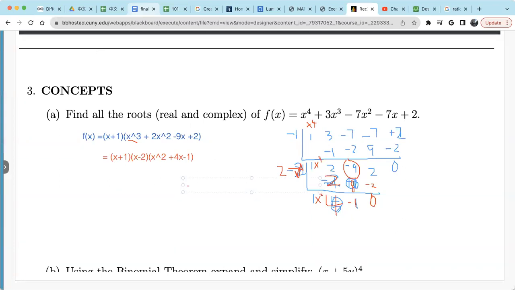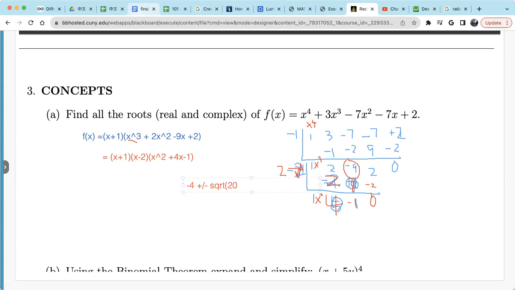Quadratic formula, we have negative b plus minus square root of b squared minus 4ac, divided by 2a, right? A is the number before x squared, in this case 1. B is the number before x, in this case 4. So I have -4 plus and minus square root of b squared, which is 4 squared, 16, minus 4ac. 4 times 1 times -1 is negative 4, so minus that is positive 4. So 16 plus 4 gets square root of 20.